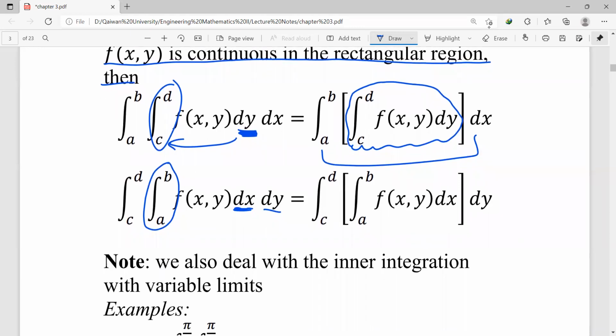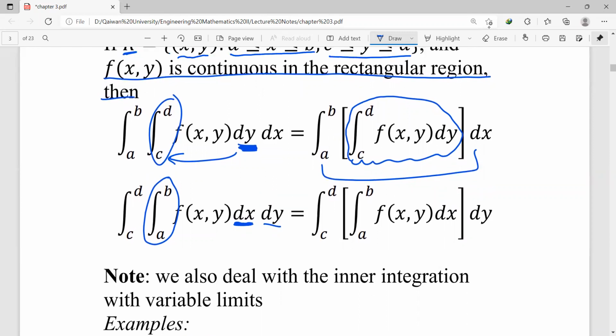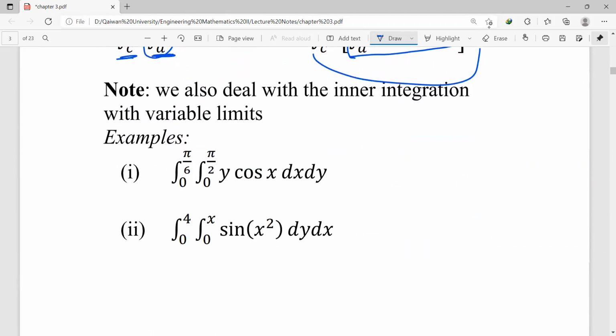But if we have dx first, we must have the lower and upper limits for x. X is from A to B. Then dy, we have the lower and upper limits for y. That means here, we take the integration with respect to x, then we take integration with respect to y.